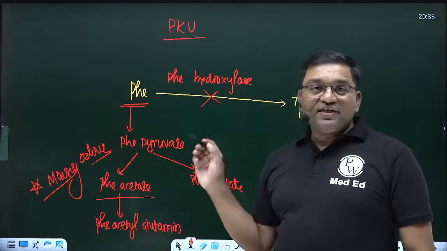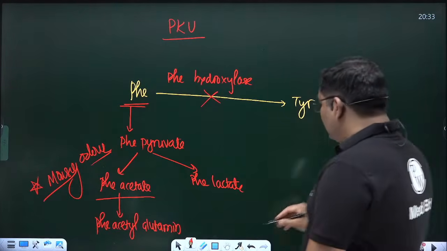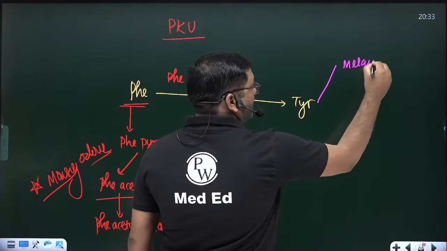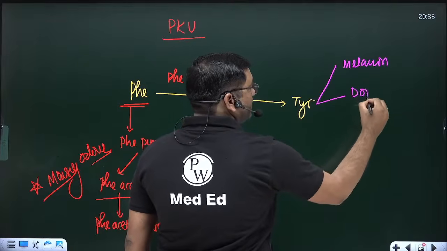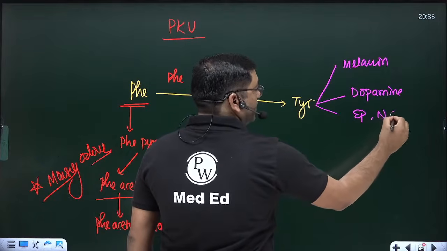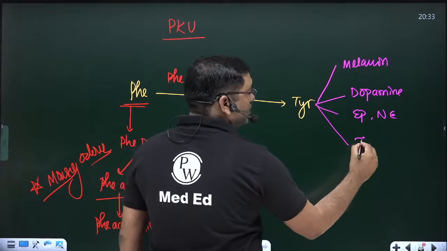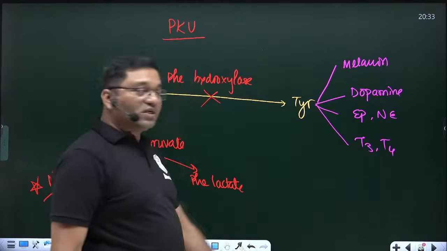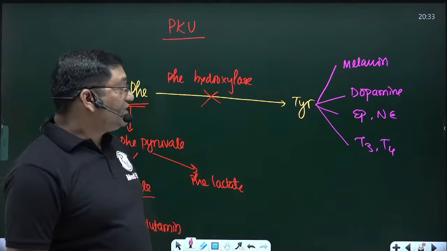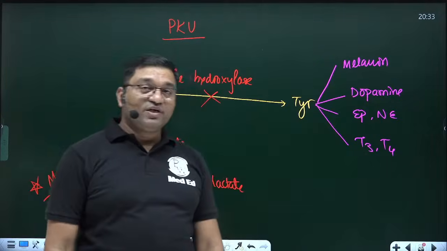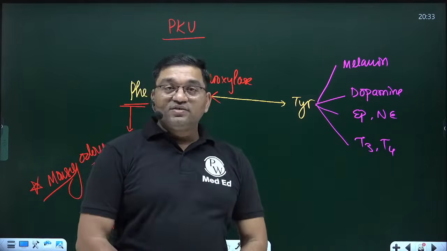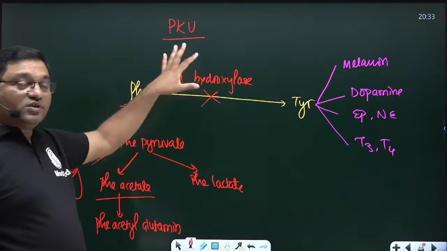And phenylalanine and tyrosine, in their metabolism, give different specialized products. For example, tyrosine gives melanin in skin, hair and eyes. It gives dopamine in the central nervous system. It gives epinephrine and norepinephrine in the adrenal medulla, and it gives the thyroid hormones T3 and T4 in the thyroid gland. So these are the specialized products given by tyrosine. So there are neurological symptoms, mental retardation, because of decreased synthesis of dopamine, epinephrine and norepinephrine. Then there are hypopigmented patches all over the body because of decreased melanin synthesis. These are the prominent symptoms in phenylketonuria.